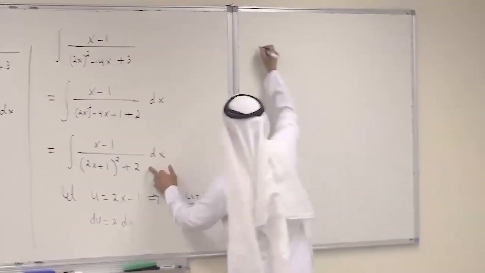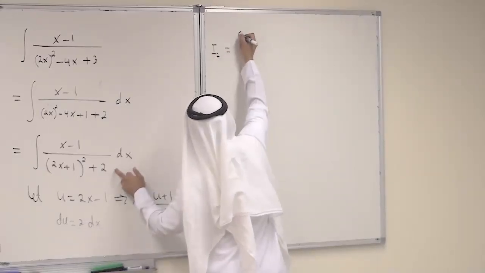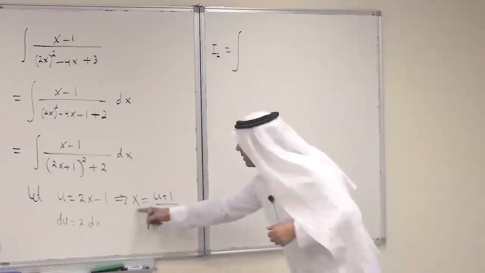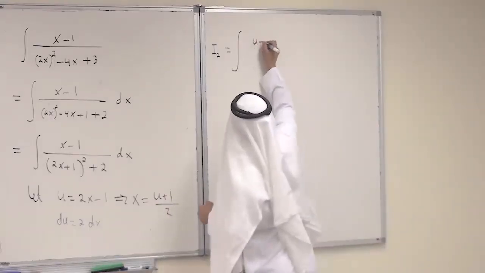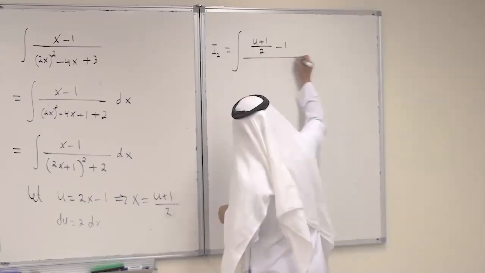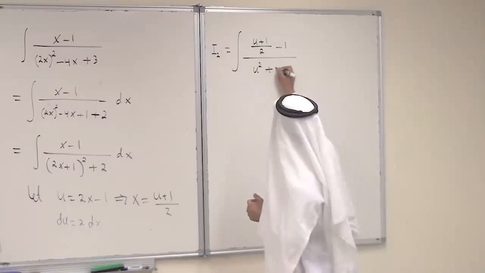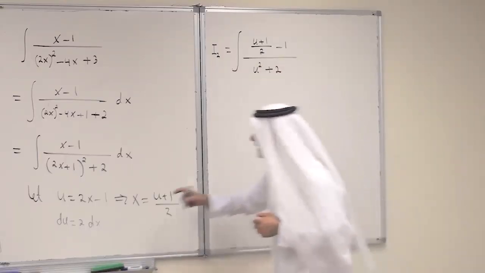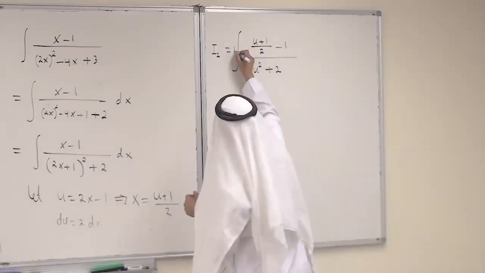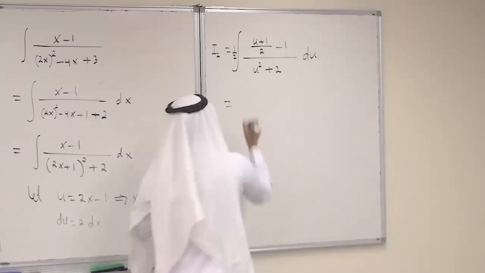Let's come here. I2 is equal to the integral of, now, what is x minus 1? This is x, so x minus 1 will be (u plus 1) divided by 2 minus 1, over u squared plus 2. And what is dx? dx is du over 2. So that will be 1/2 somewhere here. And this is what? du. Fine. Let us simplify more.